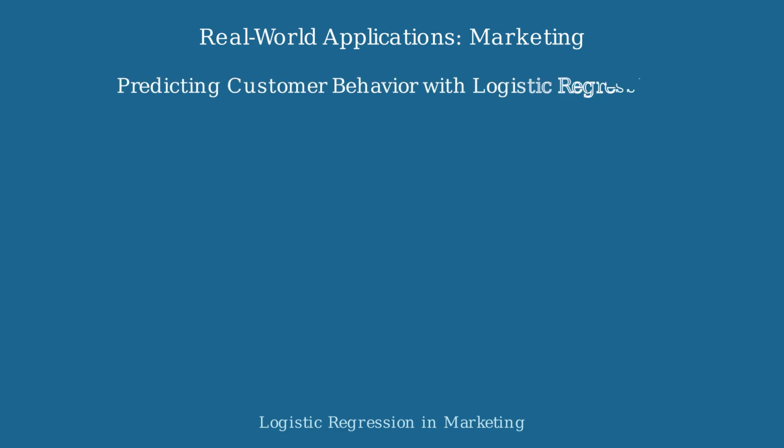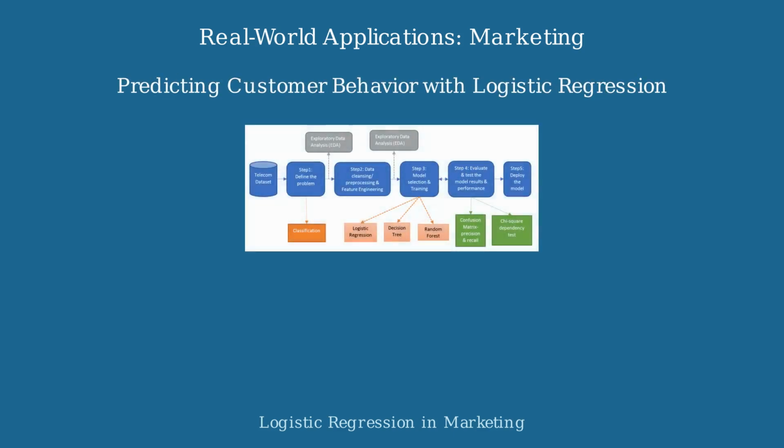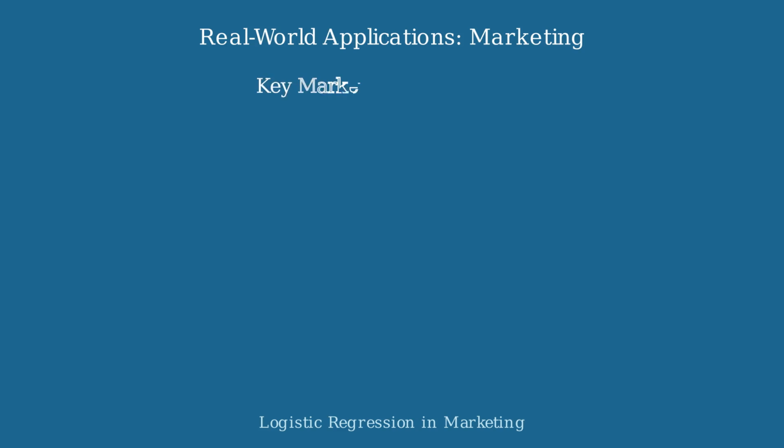Logistic regression is widely used in marketing to predict customer behavior. Marketing teams follow a structured data science workflow when building predictive models. Let's explore specific marketing applications of logistic regression.